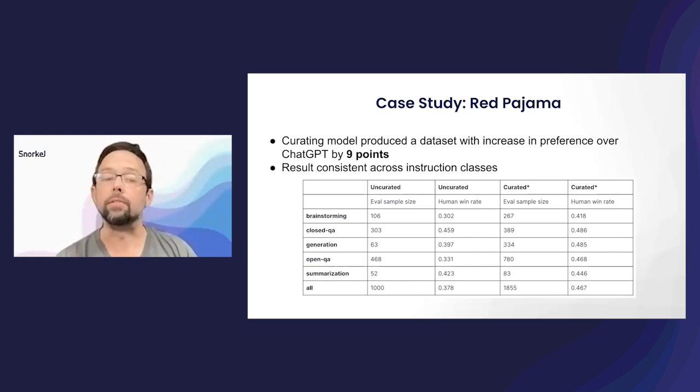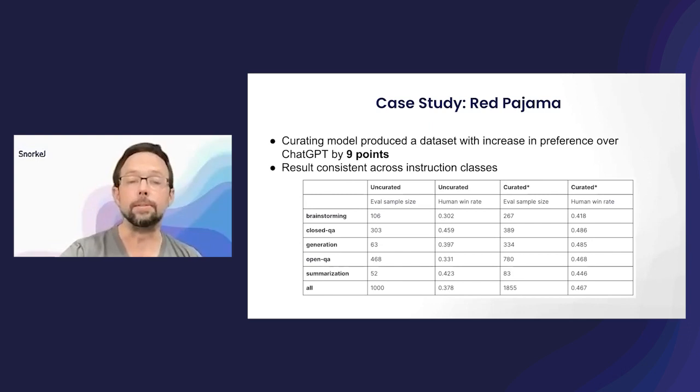So this was key. If we had found a huge lift in just one instruction class, we would not have really solved the problem. What we wanted to see was an improvement across all instruction classes. As you may observe here in the table, there were some where the win rate against ChatGPT originally was very low. Only 30% of the time were the brainstorming responses preferred to ChatGPT. When we curated, we increased that by 10 points.